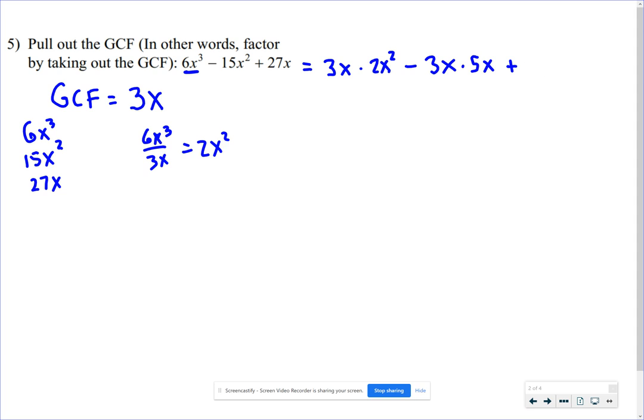Whoops, let me write down the GCF first. 3x. 27 is 3 times 9, and I've already got the x out there with my GCF. So there's what we can do.